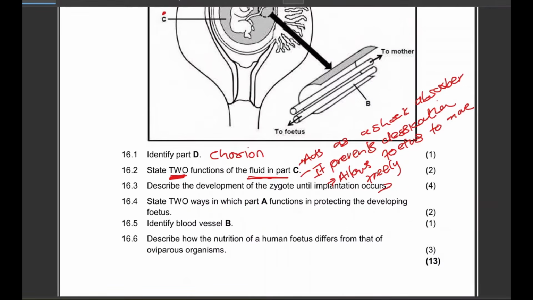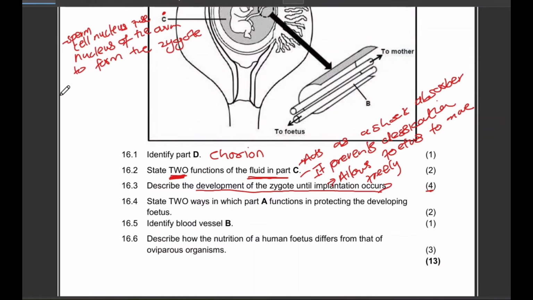Okay, it's 16.3 in this particular revision booklet. We need to describe for 4 marks. Describe the development of the zygote, how the zygote develops until implantation occurs. Remember, guys, the zygote will develop as a result of the sperm cell's nucleus fusing with the egg cell's nucleus. So the sperm cell's nucleus will fuse with the nucleus of the ovum to form the zygote.